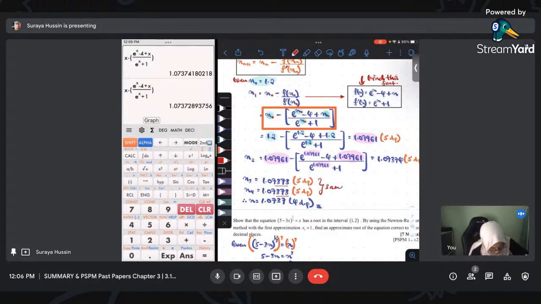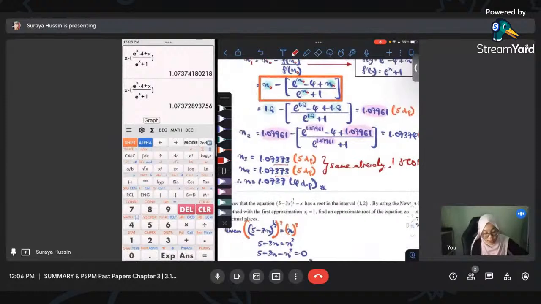Same already. Okay, same already. That is when you should just stop. Okay, you stop when you reach the same answer untuk dua jawapan yang terakhir. You stop there. After you stop there, you put a conclusion saying that x is equals to 1.0737 only. Okay, ikut arahan dia, dia minta 4 decimal places.